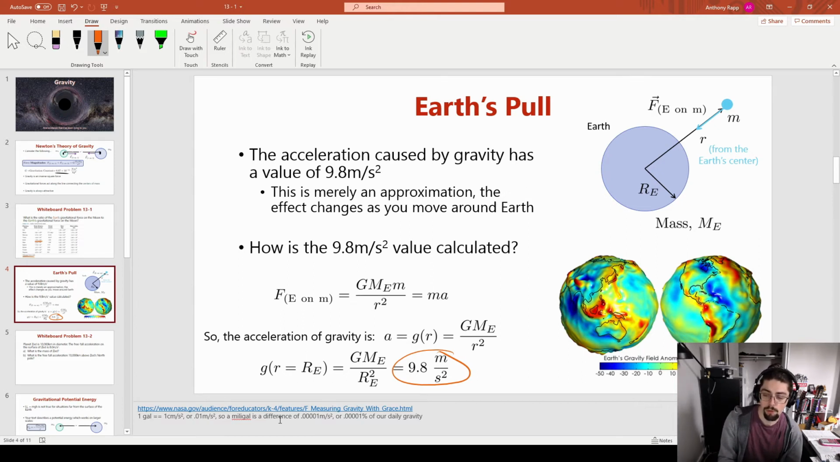But if you want to read more about that, I've got a link down here to that mission from their official page. You can read a little bit more about what they're doing with all that good stuff. But that's how we actually come up with the 9.8, right? That value that I've been feeding you this entire time, this is where we get it from.